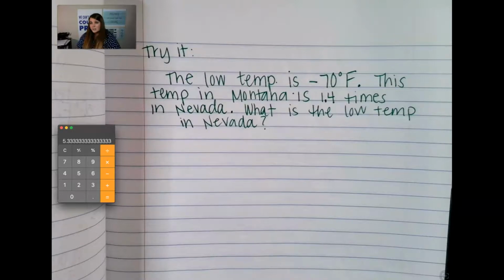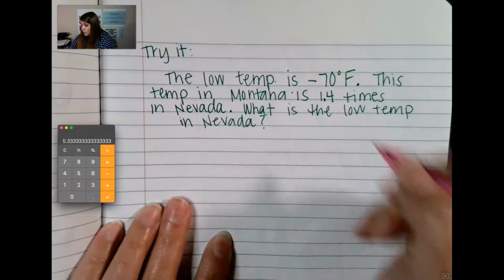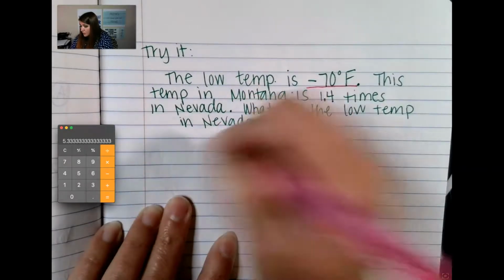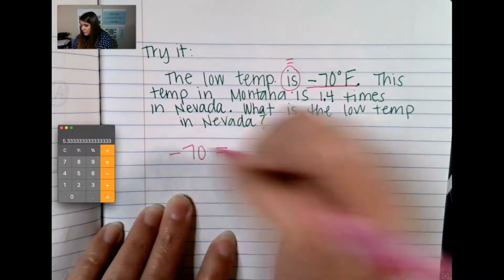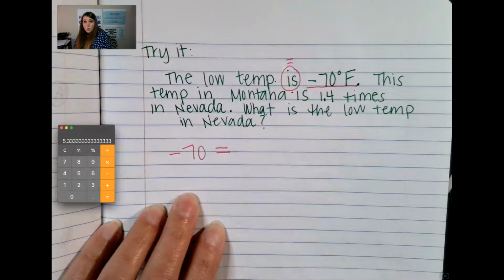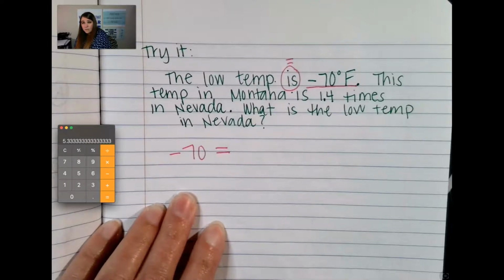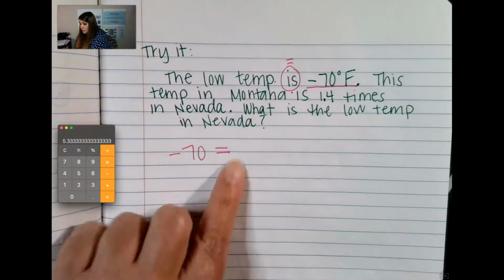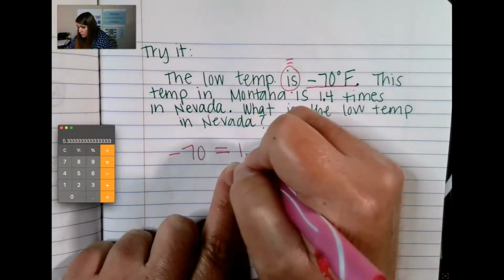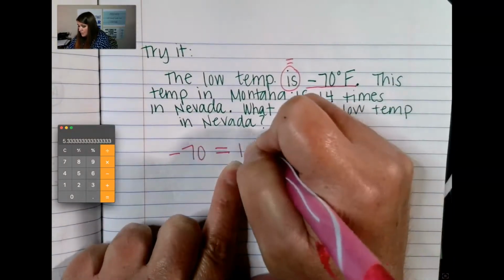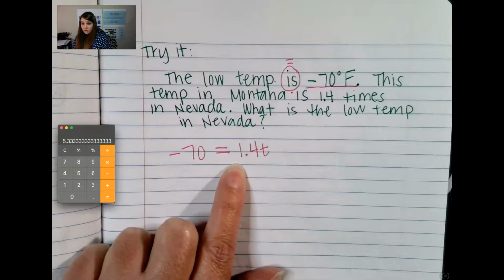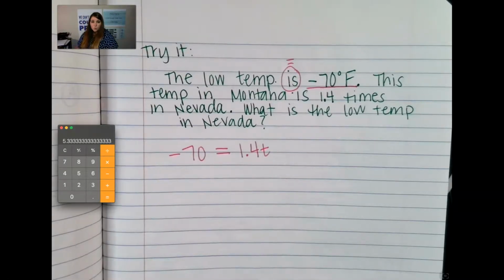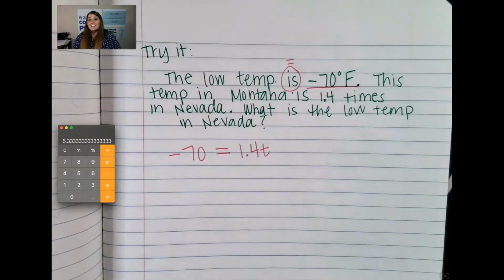Hopefully you hit pause. Okay, so it says the lowest temperature is -70. So "is" is our clue word for an equal sign. So we have is -70. Okay, so Montana is 1 4/10 times that in Nevada. So we can say 1.4 times the temperature in Nevada. Now we need to solve for the temperature in Nevada.